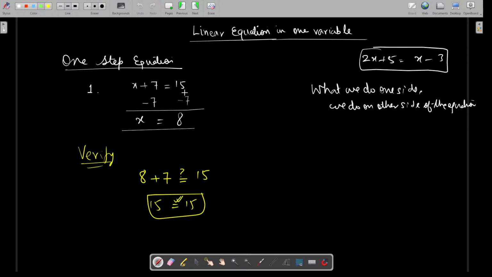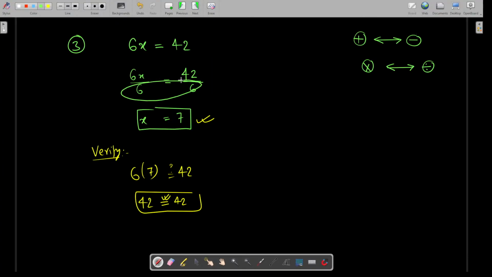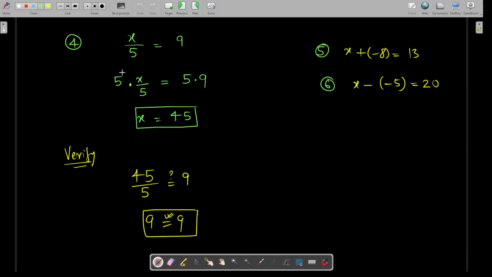Like in this one we subtracted 7 from both sides. In question number 2 we added 9 on both sides. In question number 3 we divided by 6 on both sides, okay? And in question number 4 we multiplied by 5 on both sides. So all those 4 questions were only one step, okay? The step basically means what operation we perform to solve the equation, okay?